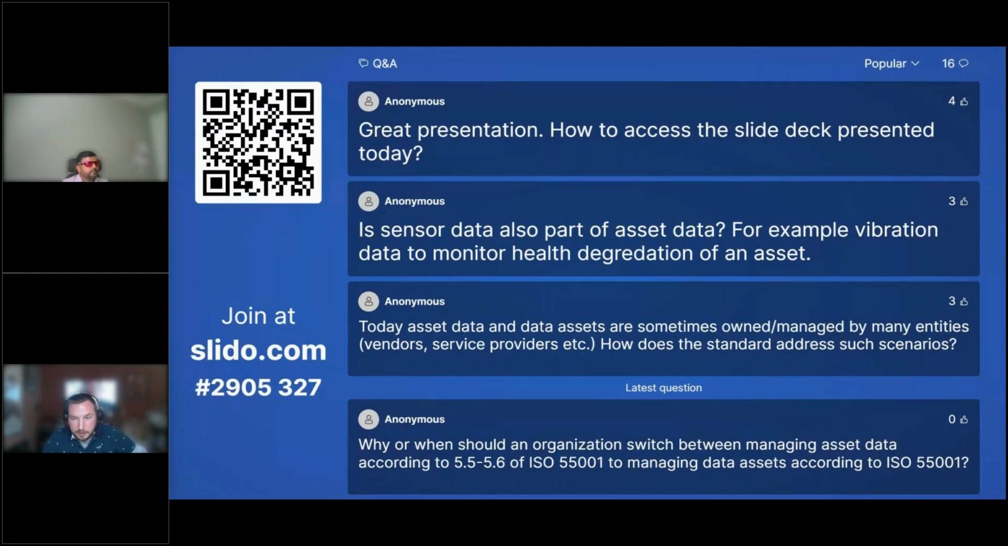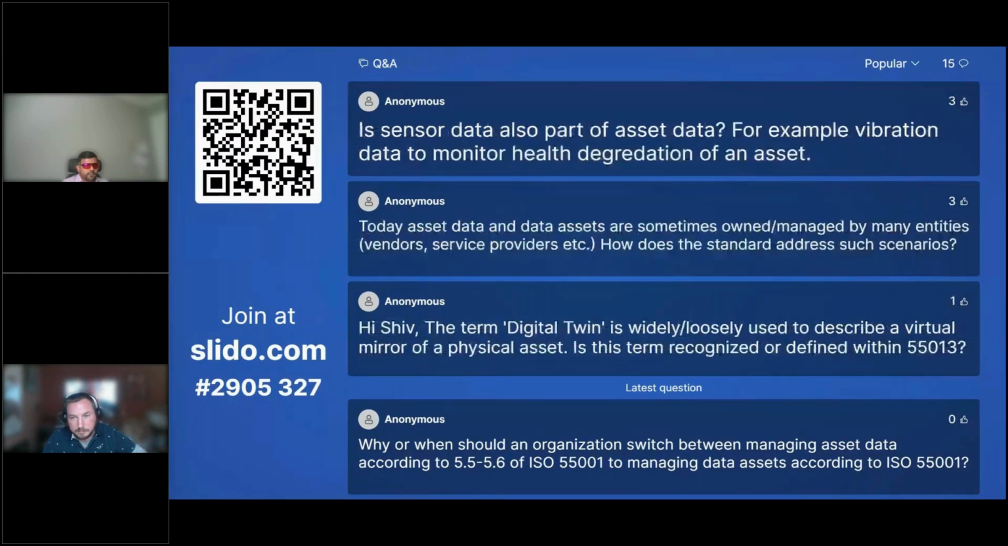Okay. Now back onto the questions about asset management. The next one we've got is sensor data, also part of asset data. For example, vibration data to monitor health degradation of an asset. Absolutely, 100%. Again, I'll draw your attention back to the definition of asset data. Any piece of fact that describes the asset is asset data, right? And again, the definition of data is facts about an object, plain and simple.